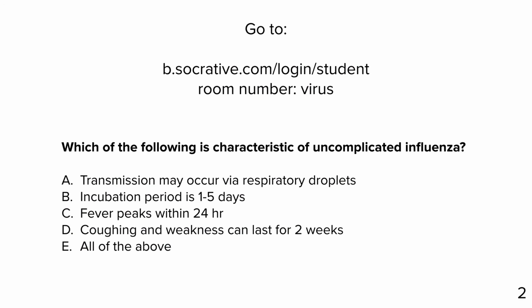Next question, which of the following is characteristic of uncomplicated flu? Transmission may occur via respiratory droplets. The incubation period 1 to 5 days. Fever peaks within a day. Coughing and weakness can last for 2 weeks. All of the above. All right, as you see, the answer is E, all of the above. Every one of those is something I mentioned.